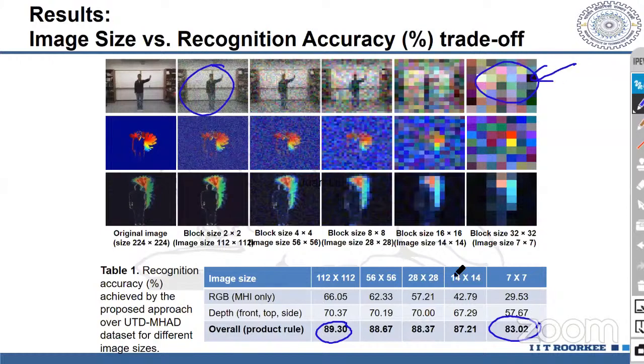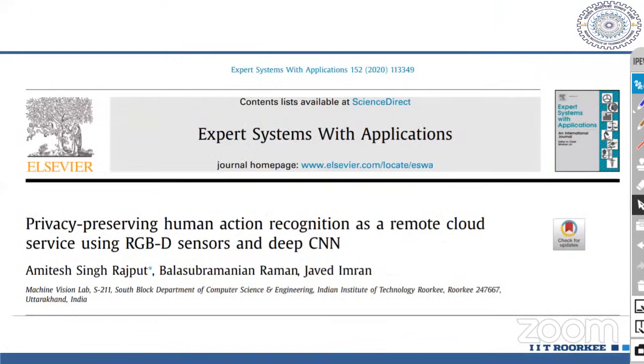Can your machine learning or deep learning algorithm predict the action? Yes, the accuracy we are getting is 83.02, even if you use the obfuscated image. This work appeared in Expert Systems with Applications, where one of my students, Amitesh, was working on privacy preserving, and we combined the concept of cloud and convolutional neural network here.